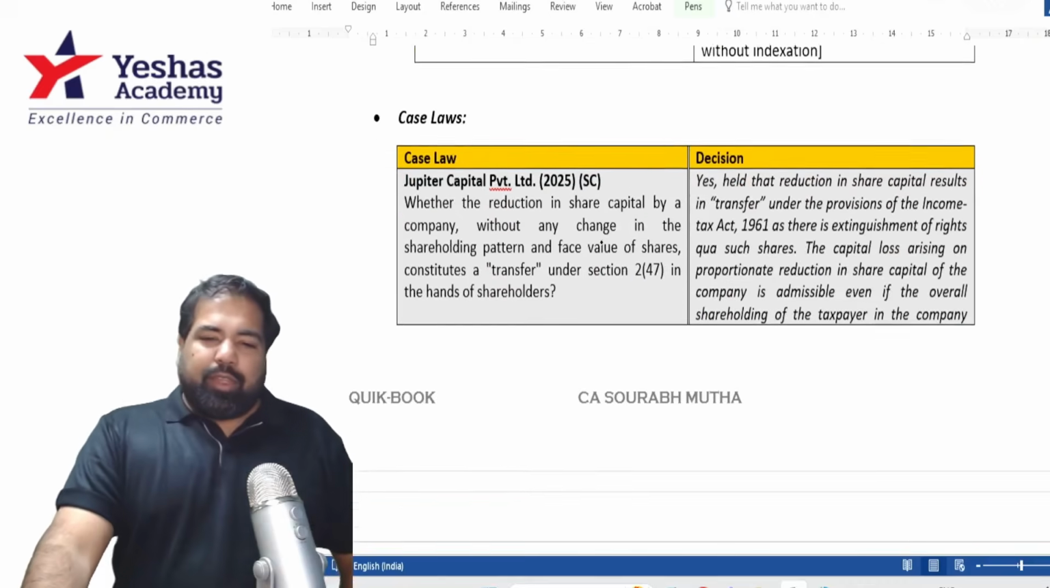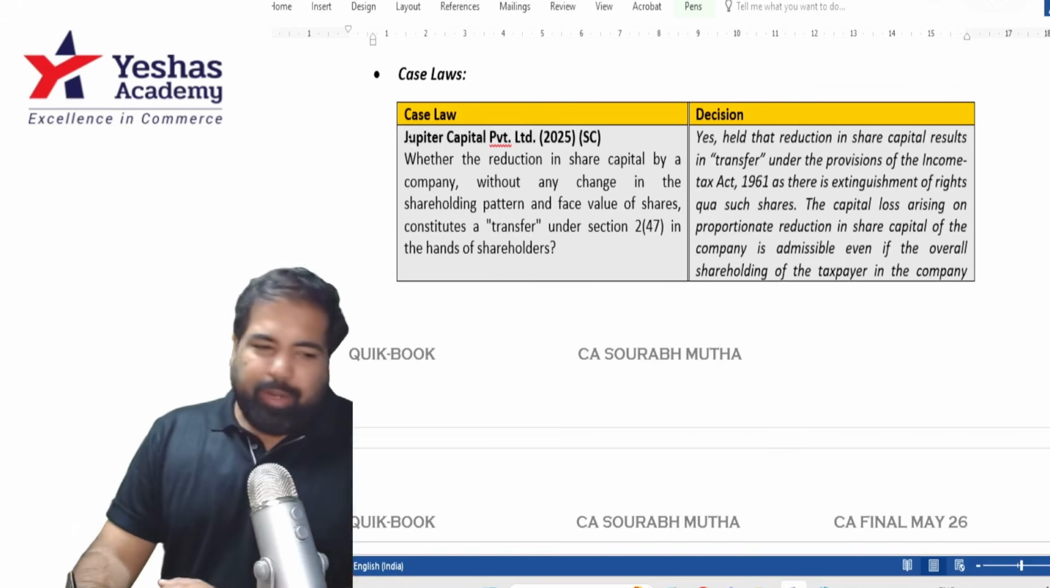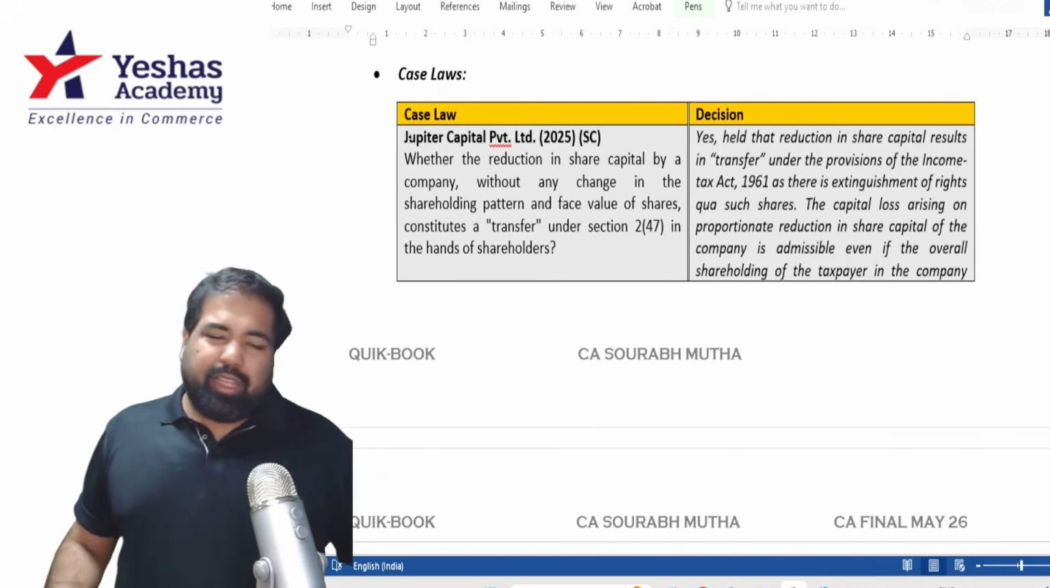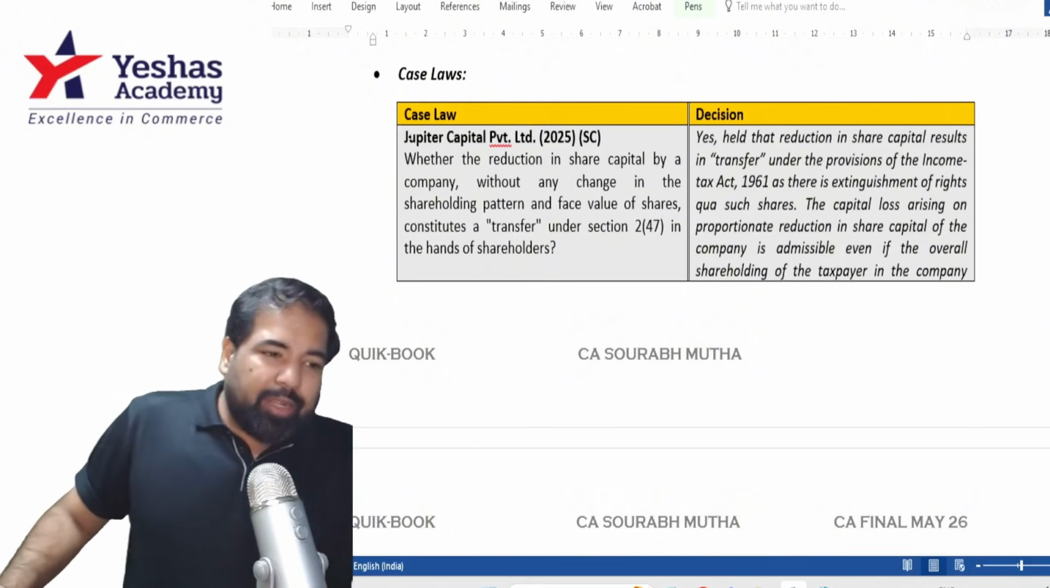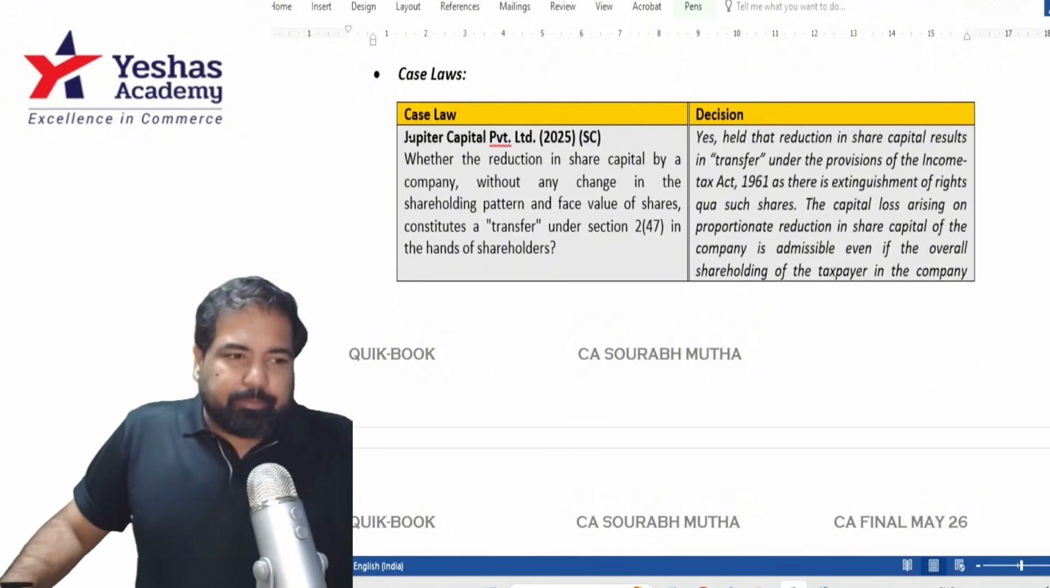All right. Now over to the case laws here. There is Jupiter Capital. There are a few case laws, I think 5 or 7 case laws. Let's see what the case laws are. It's been about 29 minutes. We've been revising capital gain. In 5 more minutes, it will be done.